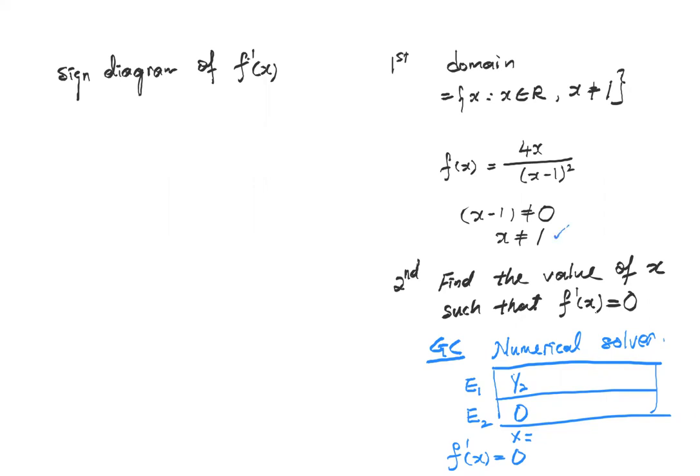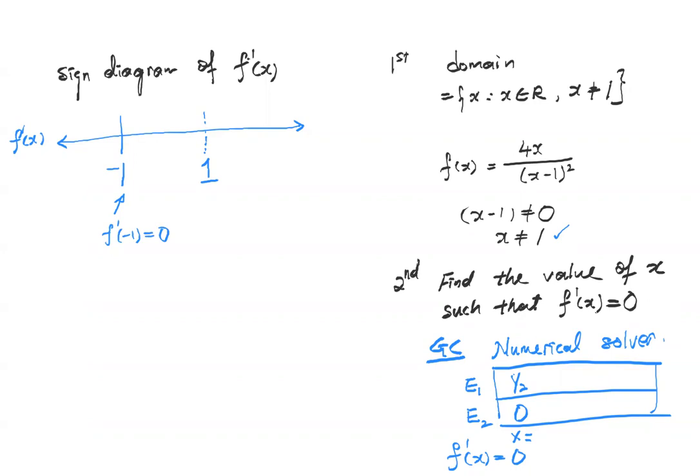So now when you draw your sign diagram for f prime x, x cannot be 1. So at the 1 there, can you please don't care about numerical solver, put dotted line for x equal to 1. Then x equal to -1. This interpret as f prime -1 equal to 0. That is how you interpret.